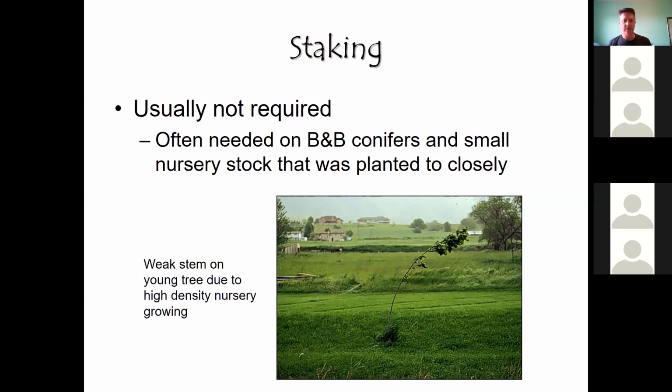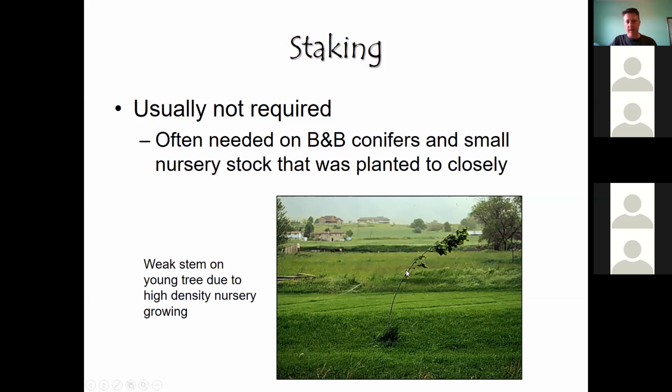The picture is actually on a windy day, and this tree is totally fine to not be staked. And I know the caption I put says a weak stem on young tree due to high density in the nursery. This is actually good, the way that this tree is bending. You see how the arc of this curve right here is a normal wind load. So that tree is absorbing the wind and shaking it off. A lot of times if we come in and we put a stake up here, right about halfway up, that will distribute the wind load only on this upper part of the tree, and the trees usually break off right above where they were staked.